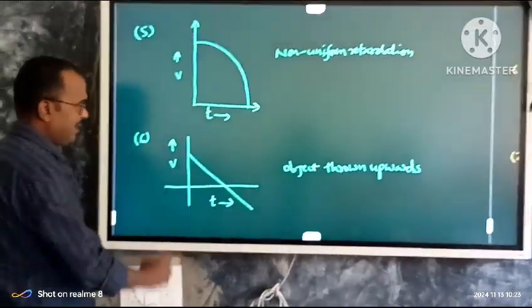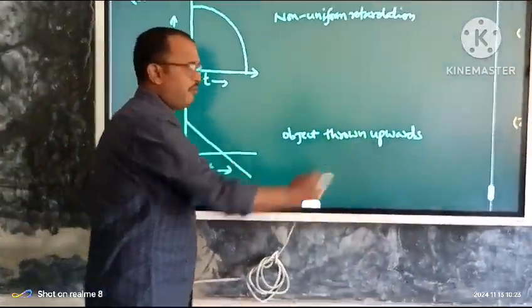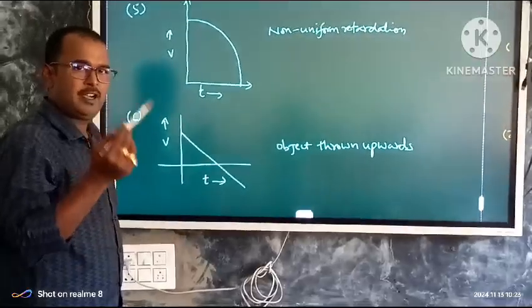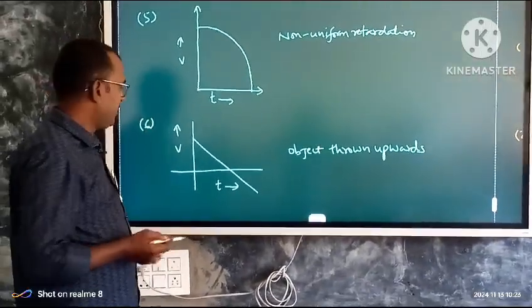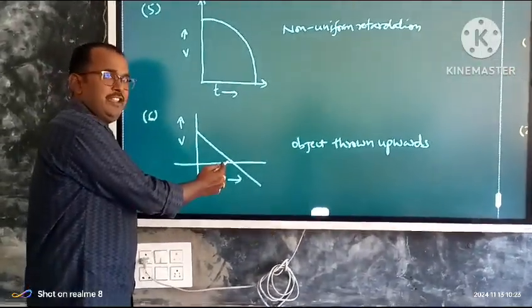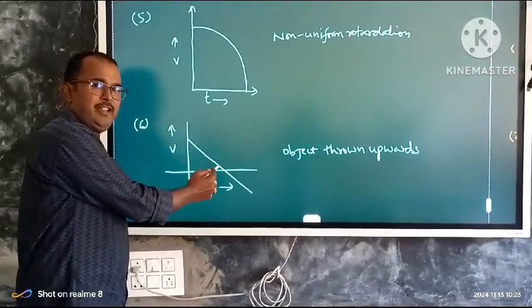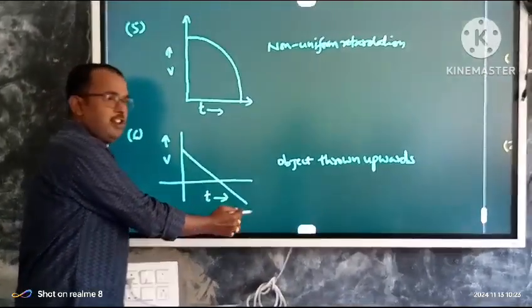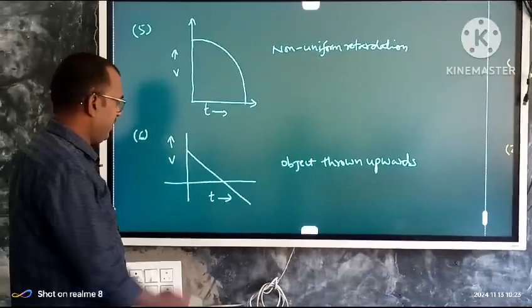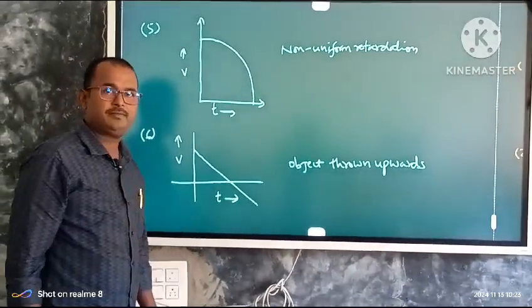Now this is a special case for an object thrown upwards. An object thrown upwards moves with constant deceleration, and after reaching the maximum height, it comes back to the ground with constant acceleration. That's why we get a straight line like this.